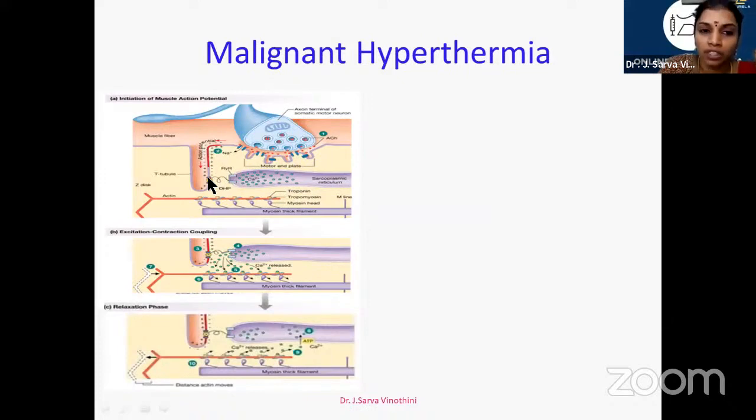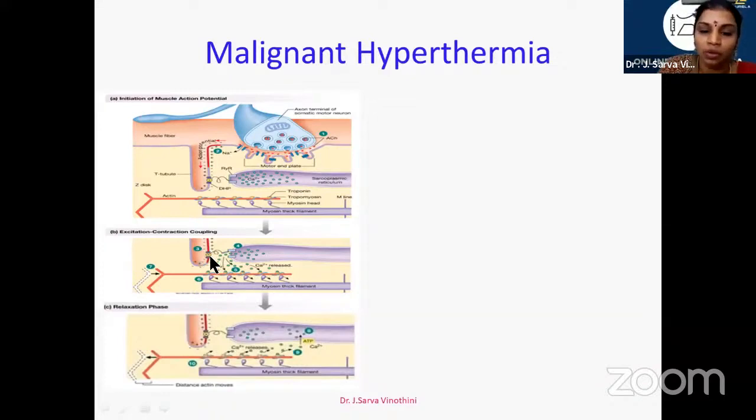So when the depolarization occurs, this dihydropyridine receptor is activated. When this is activated, it opens the gate for this ryanodine receptor and calcium jumps out. So this helps in the actin-myosin interaction and muscle contraction ensues.